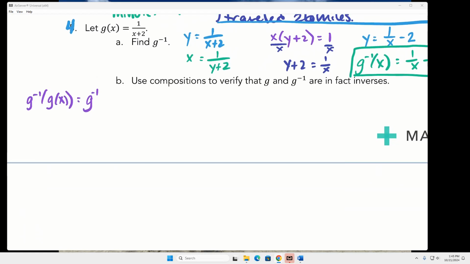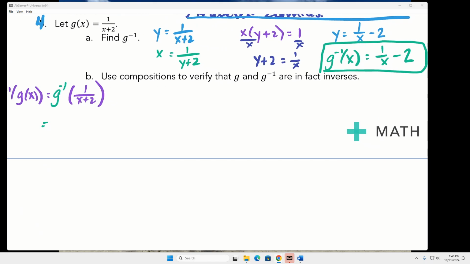Alright, so g of x was our original function, 1 over x plus 2. I'm going to color code it like I did when we learned it. Alright, so g inverse is what we found over here. It was 1 over x, but instead of x, we need to write what we got there, and then the rest of g inverse is just a minus 2.